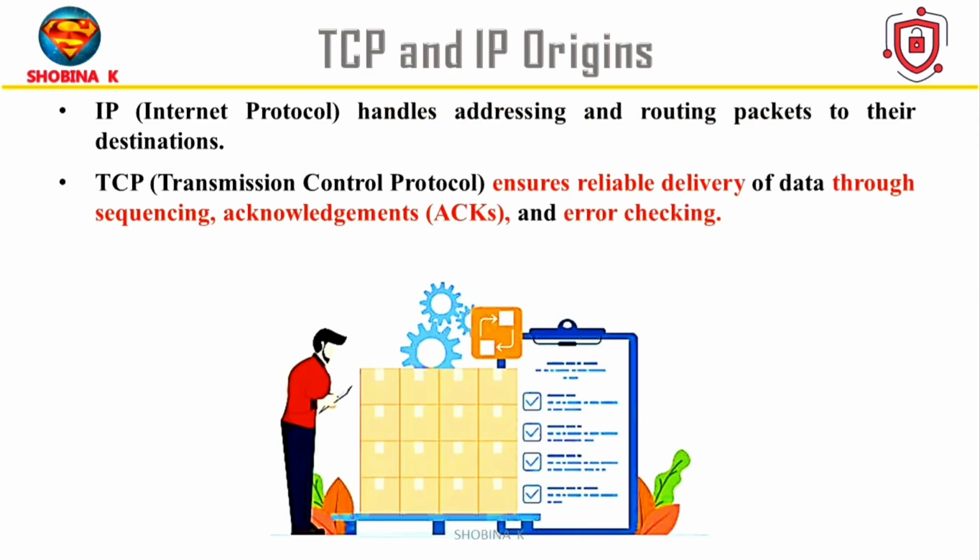TCP, Transmission Control Protocol. It makes sure the data is delivered correctly and completely. It handles sequencing, acknowledgements, and error checking. Sequencing means keeping data in order. Acknowledgement means the receiver confirms it got the data. Error checking means making sure data isn't lost or broken. So TCP is like a person who carefully packs and checks every box before delivery. So IP finds the way and TCP makes sure everything gets there safely. Together they make internet communication possible.